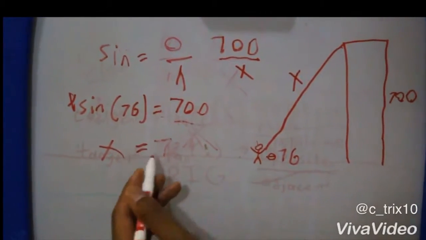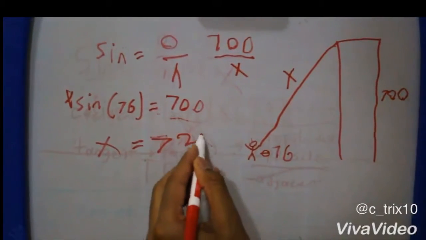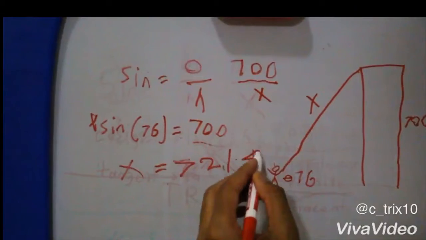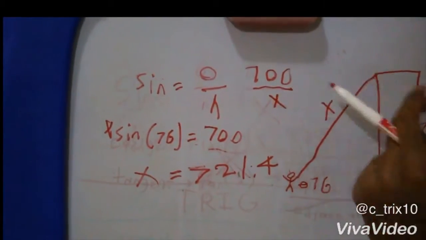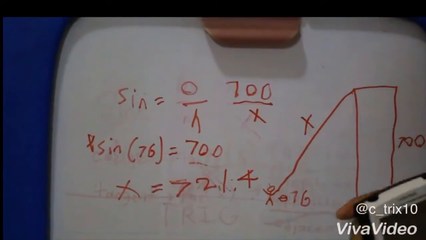And once you do that, it will give you an answer for your hypotenuse being about 721.4 feet. And that is how far Spider-Man will have to shoot his web up to get to the top of the skyscraper.